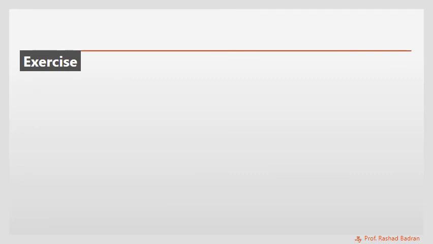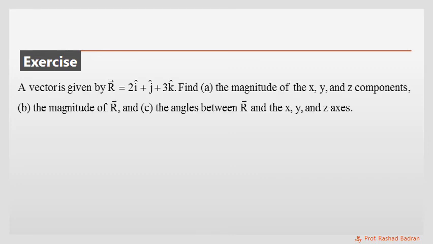Regarding the vector in 3 dimensions and its corresponding components, the student is asked to solve this exercise. A vector is given by r equals 2i hat plus j hat plus 3k hat. Part A, find the magnitude of the x, y, and z component. Part B, find the magnitude of the vector r. And then part C, determine the angles between the vector r and the x, y, and z axis.